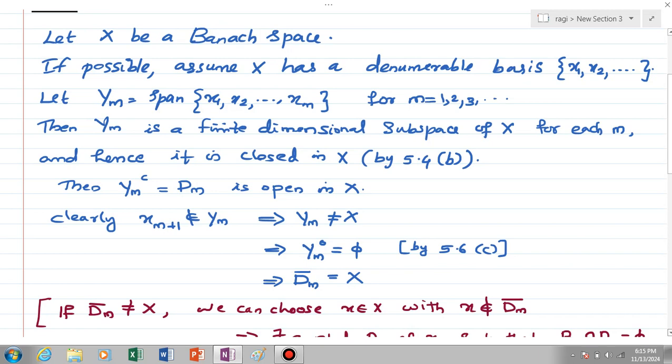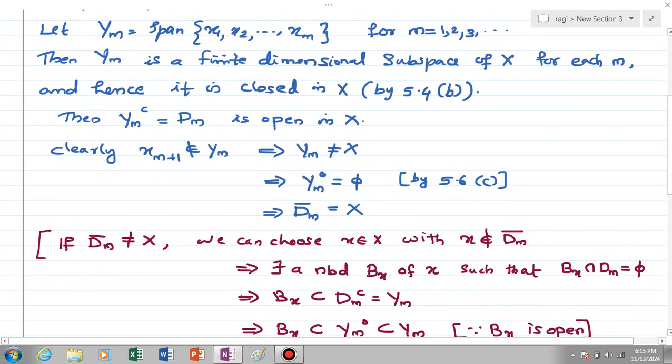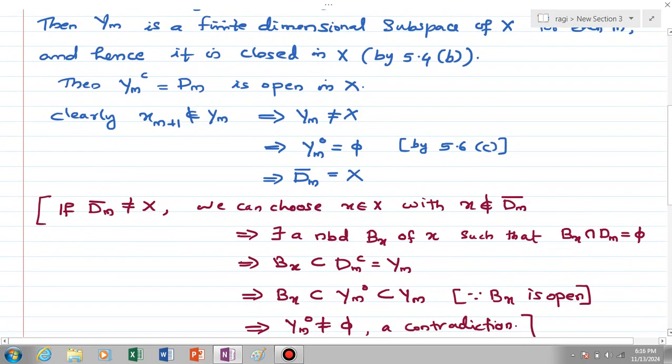The proof is in the brackets. If the closure of Dm is not equal to X, then what happens? We can choose an element x of X with x not an element of the closure of Dm. So there exists a neighborhood Bx of this element x such that Bx intersection Dm is empty. That means the neighborhood does not intersect with Dm. That is, Bx is fully contained in the complement of Dm, which is equal to Ym.